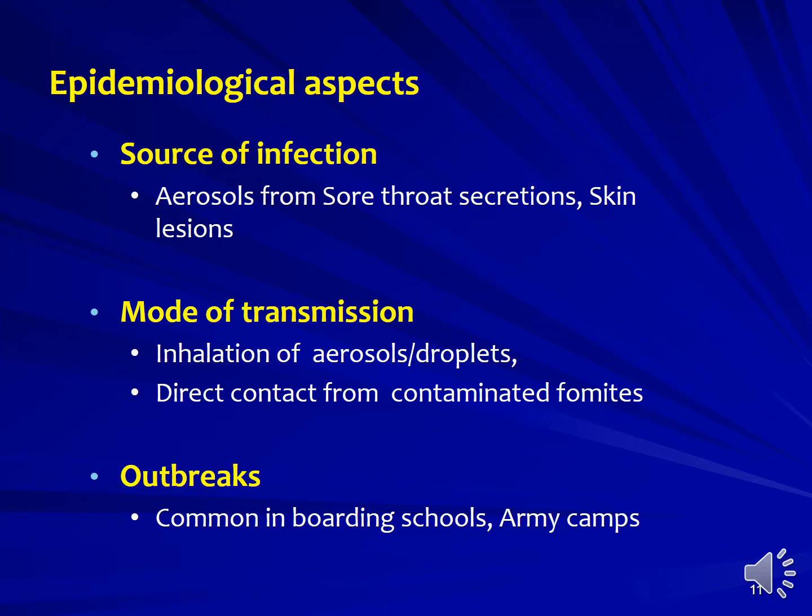Aspects of Streptococcus pyogenes: the source of infection is the aerosols from sore throat secretions and skin lesions, and it can be transmitted by means of either inhalation of aerosols or droplets, and direct contact from contaminated fomites. This is another mode of transmission of this particular bacterial infection. Outbreaks are common in boarding schools and army camps where the crowding will be more.